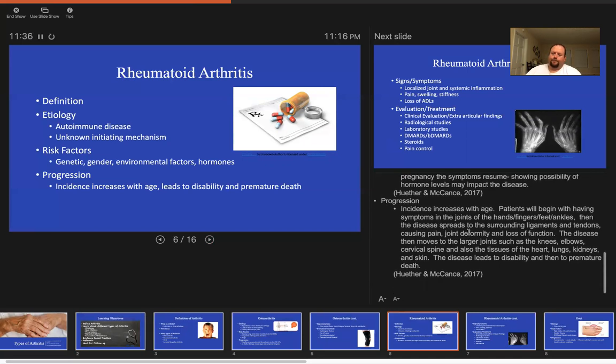All right, so progression, the incidence increases with age. Patients will be having symptoms in the joints of the hands, feet, fingers, and ankles. Then this disease spreads to the surrounding ligaments and tendons, causing pain, joint deformity, and loss of function. The disease then moves to larger joints such as the knees, elbows, cervical spine, and also tissues of the heart, lungs, kidneys, and skin. It leads to disability and then to premature death.